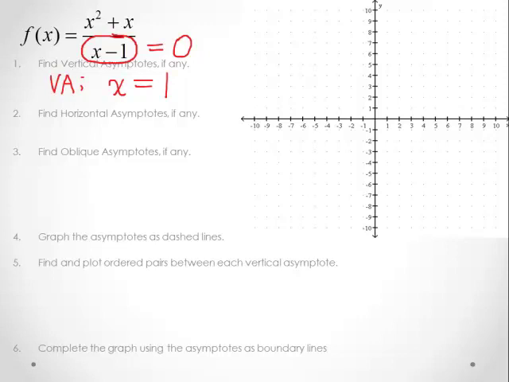So for horizontal asymptotes, we're going to look at the degrees of the numerator and the denominator. So the degree of the numerator is equal to 2, and the degree of the denominator is equal to 1. So for horizontal asymptotes, that means there's none.